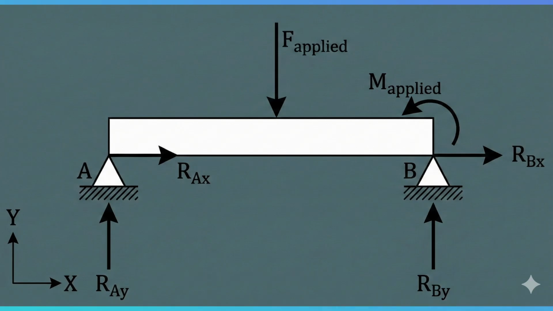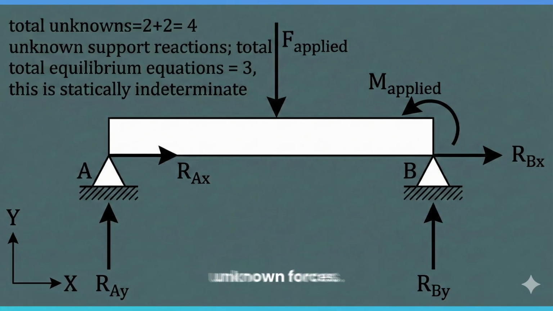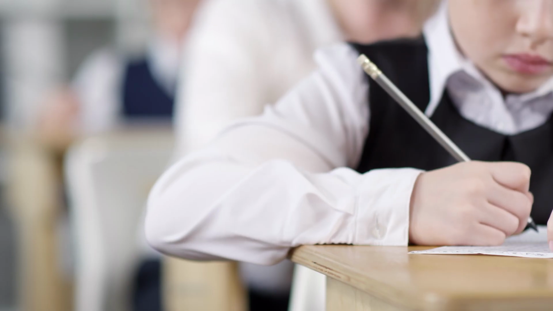Let's count. Hinge A gives us 2 unknown forces. Hinge B gives us another 2 unknown forces. Total is 4 unknowns. But we still only have 3 equations in our toolkit. We have more unknowns than equations. We can't solve it with our 3 basic rules. We call this statically indeterminate.